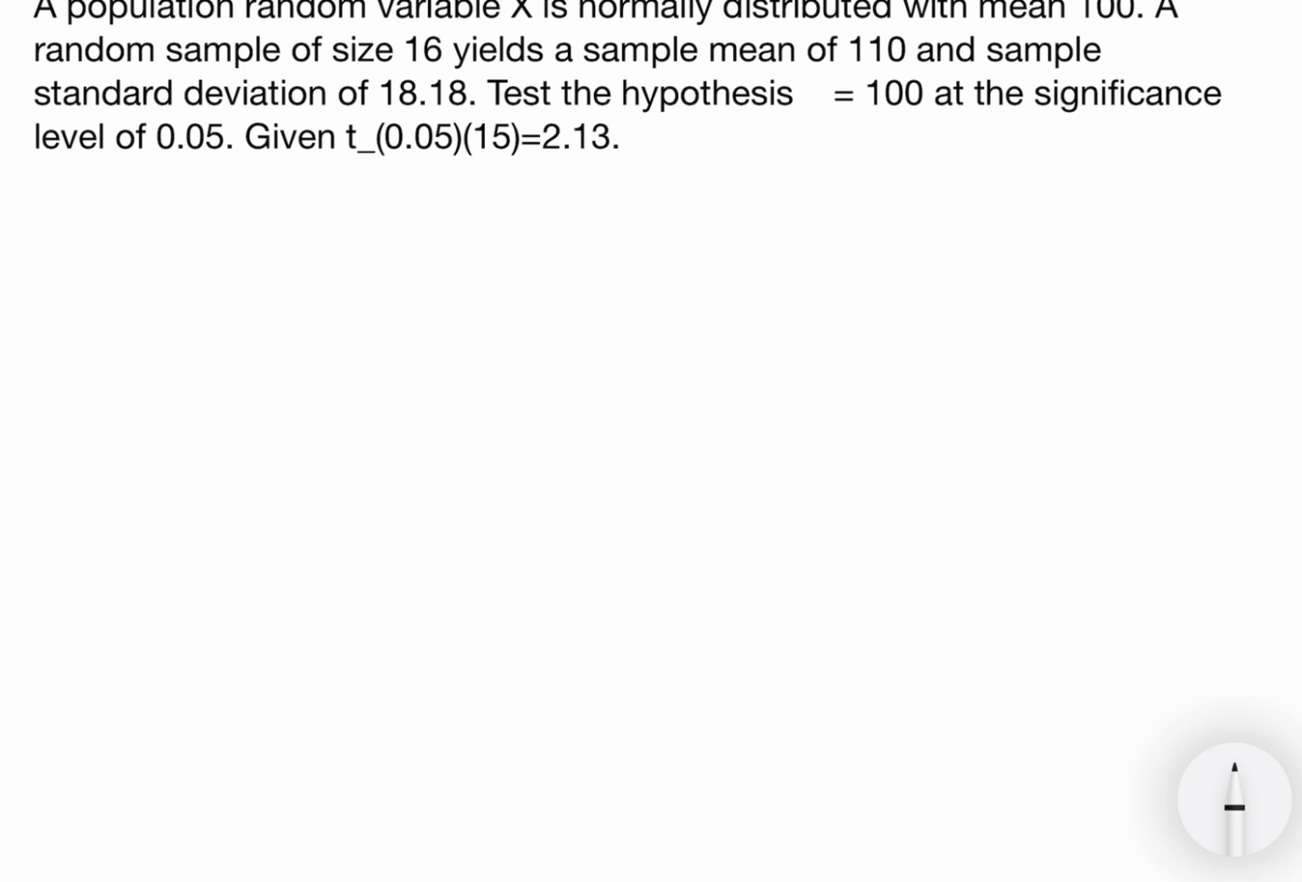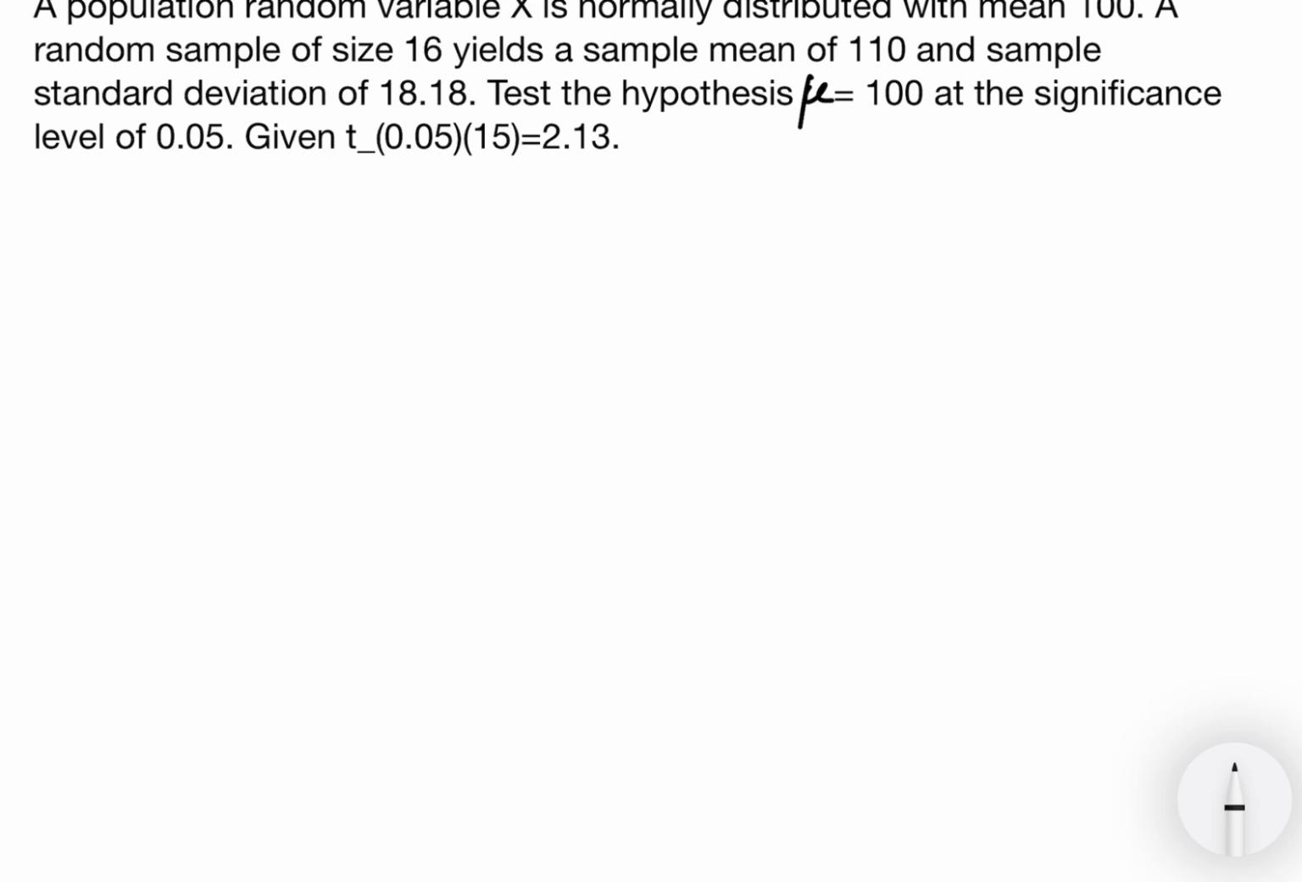Okay, the next problem is: a population random variable X is normally distributed with mean 100. A random sample of size 16 yields a sample mean of 110 and a sample standard deviation of 18.18. They're asking us to test the hypothesis mu equals 100 at the significance level of 0.05. Given TC at this level of significance and this degree of freedom as 2.13.